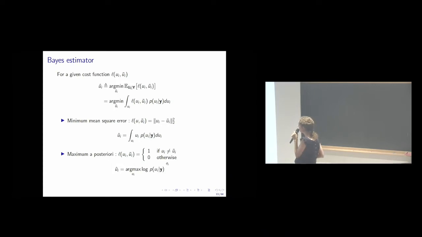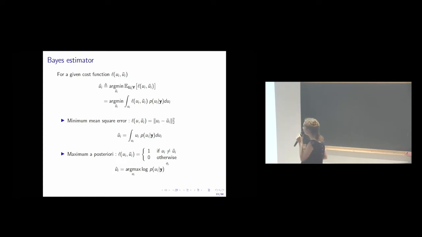In that case, you need the L2 norm, and you finally get this type of estimator, the MMSE. And for the maximum a posteriori estimator, which is also famous in Bayesian inference, you have this particular cost function, and you finally get this expression. So for both of them, you can have some intuition about what you are doing.